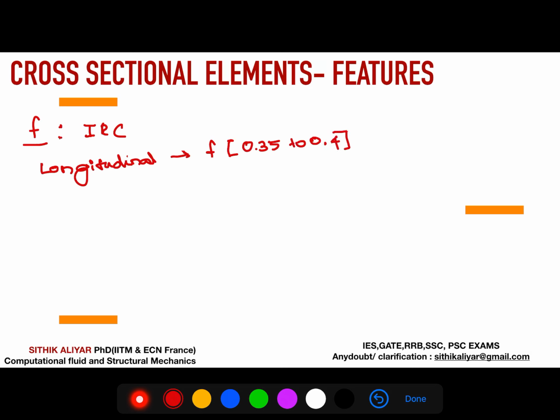Means what they are suggesting, the frictional force generated will be assuming 0.4 times the weight of the vehicle. That's what they are suggesting. Understood? So what they are suggesting, consider I have a bullet of weight 200 kg.